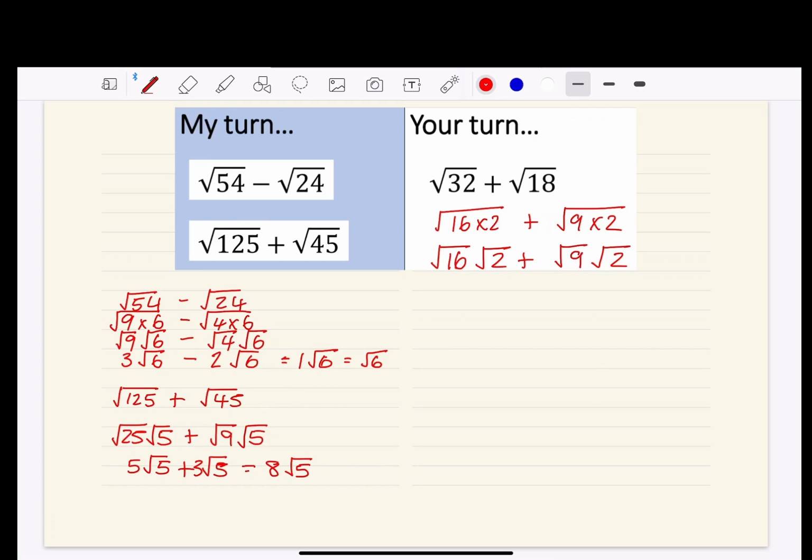16 being a square number, square root of 16 is 4. I now have 4 root 2. 9 again being a square number, I can square root it to give me 3. I now have 3 root 2. 4 lots of root 2, add 3 lots of root 2 is 7 root 2, or 7 lots of root 2. There's nothing else I can do here, so this is my final answer. Use these examples to have a go at the next set of questions.